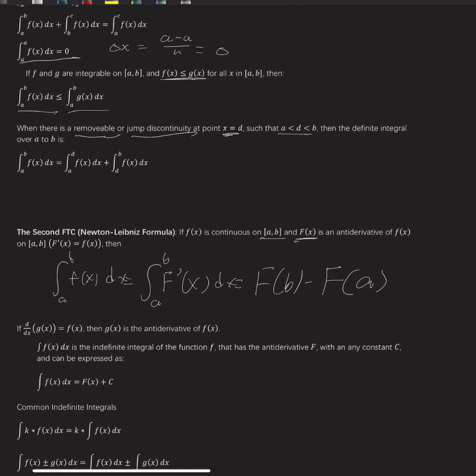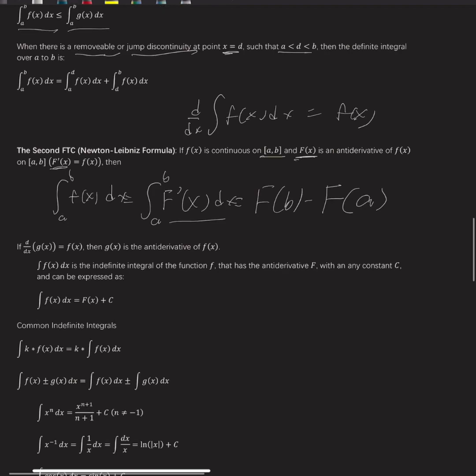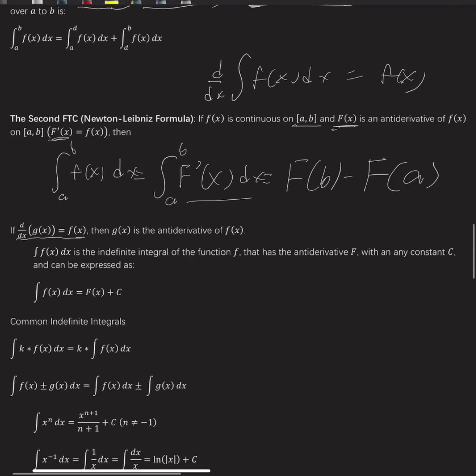So what happens here is that the derivative of the antiderivative is equal to the original f of x, and when you integrate a derivative function, it will give you the original function. And if you take the derivative of the integral function, it will give you the original function f of x. If the derivative of g of x equals f of x, then g of x is an antiderivative of f of x.